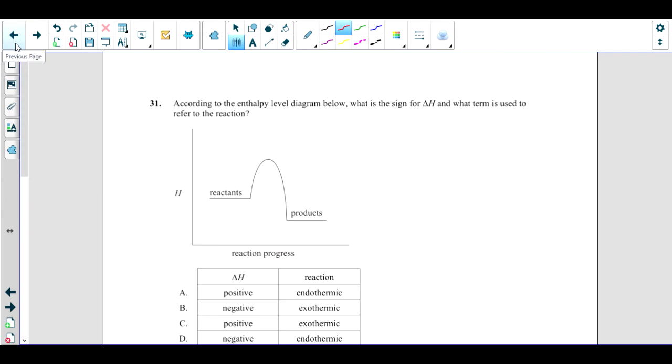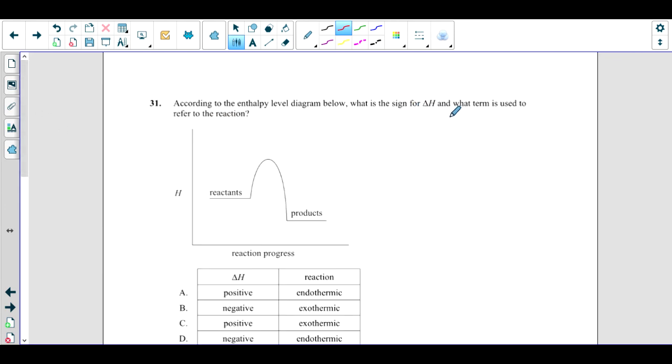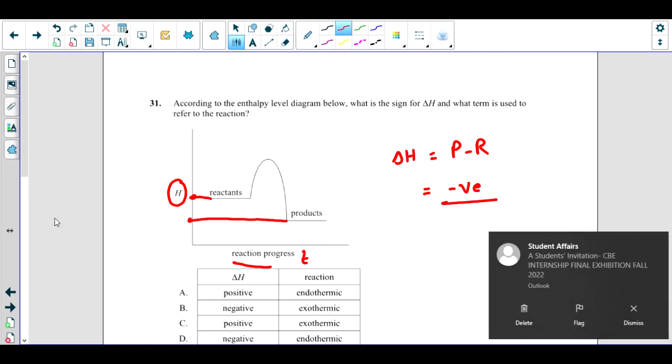Okay, according to the enthalpy level diagram below, which sign of delta H and what is the reference term here? If you look at the diagram, this is H, heat, and this is reaction progress. You can say time here. You see here the reactants have more heat as compared to the products. So the delta H will be what? Delta H value is normally products minus the reactants. Here you see products have a low value, so the delta H is surely going to be negative.